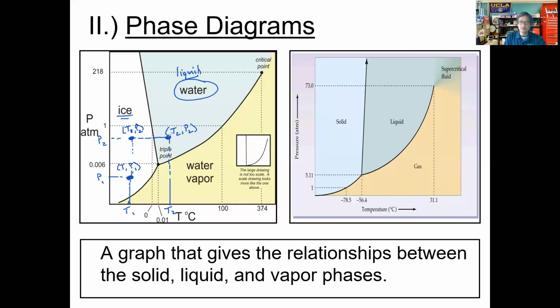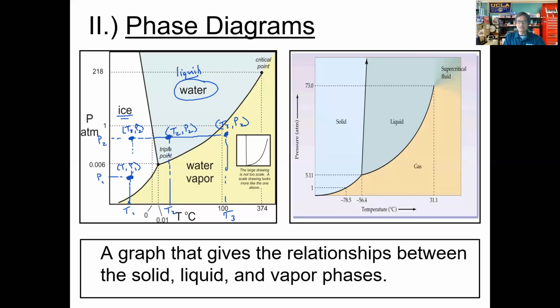So this point represents a temperature and pressure at which the liquid exists. Let's keep the pressure the same and increase the temperature a little bit more, to this point here, which we'll call T3. So now we have a different temperature, same pressure. At this point, we notice that the water is in the gaseous state, the water vapor state.